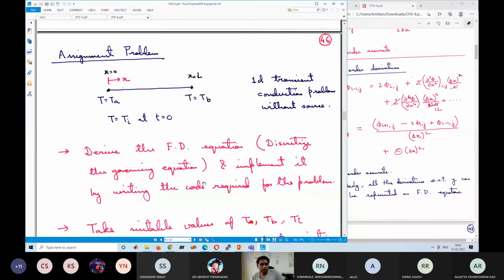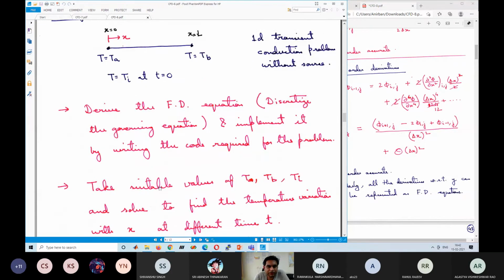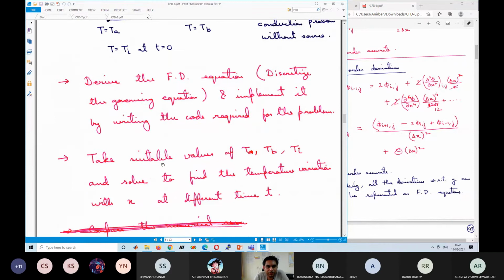All right. So now after writing the code, you can take some suitable values of Ta, Tb, and Ti. Like I have said, Ta can be 0 degree, Tb can be 100 degree, and Ti can be 30 degree, and solve to find the temperature variation with respect to x at different time t.